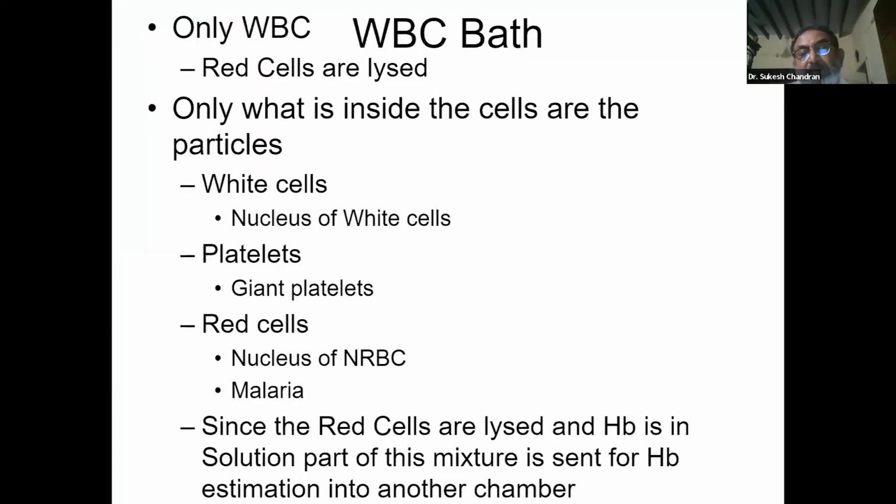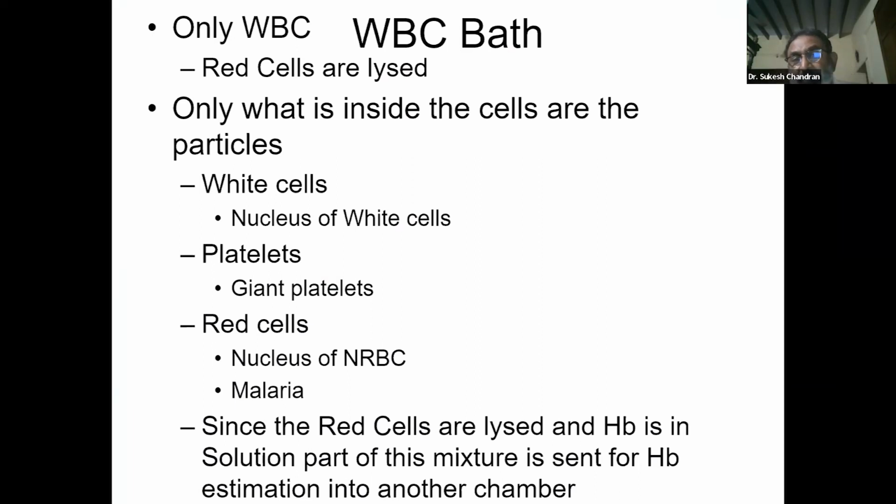In the WBC bath, what happens? In the WBC bath, we don't want the millions of red cells and the lakhs of platelets to affect the white cell count. So everything is lysed, including the white cells. You can't have the white cells specifically resisting the lysis. But here, what are the non-conductive particles? What was inside the cell?